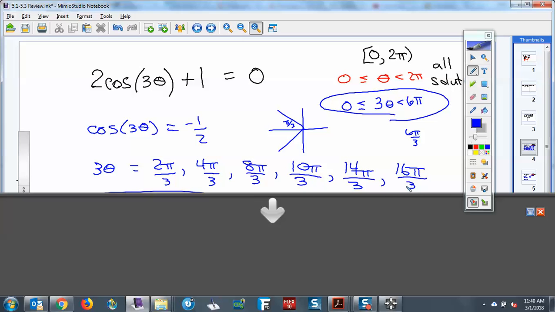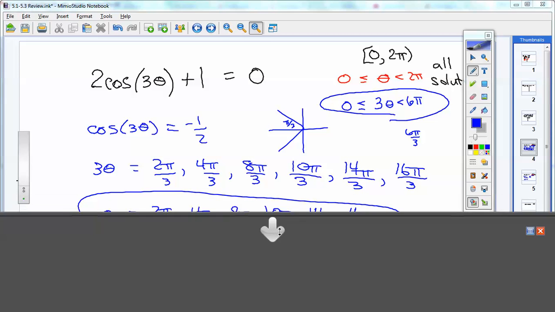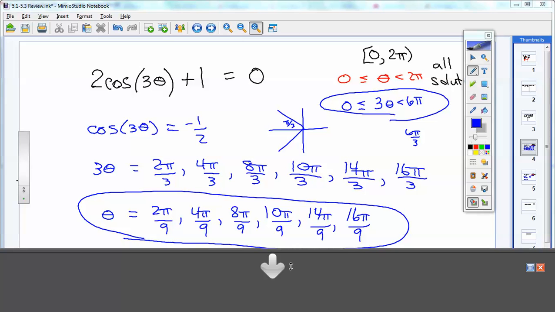I can only go up to 6 pi, right? So I'm stopped short of 6 pi. That's why I have to keep going, because 3 theta is between 0 and 6 pi. So I have to get all the ones going around. And then we do what? Divide everything by 3, which puts 9s on the bottom.